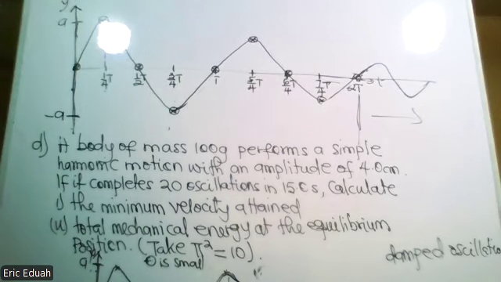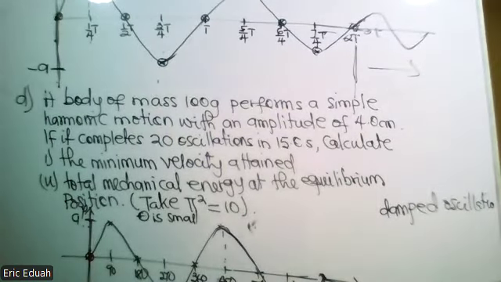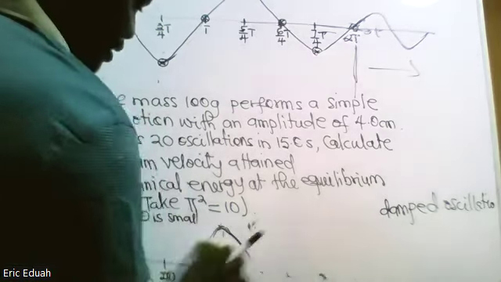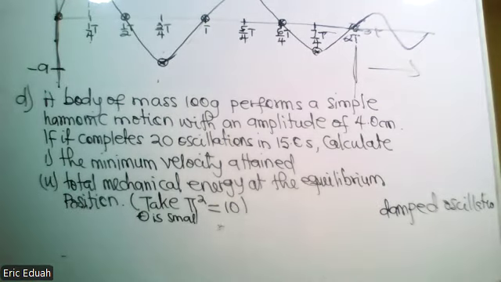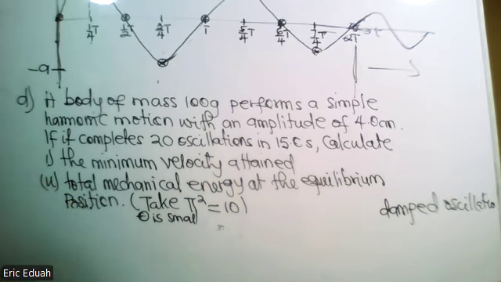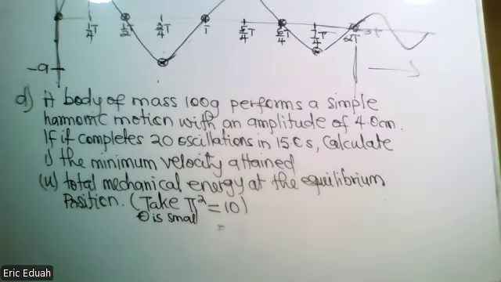All right. So the next question is D. A body of mass 100 gram performs a simple harmonic motion with an amplitude of 4 centimeter. If it completes 20 oscillations in 15 seconds, calculate the minimum velocity.